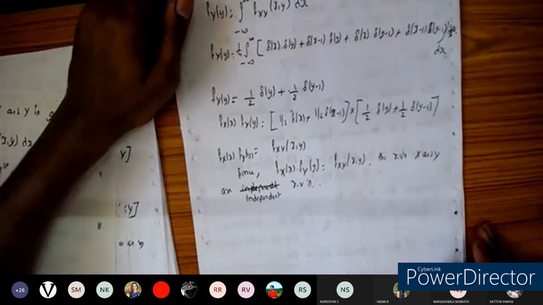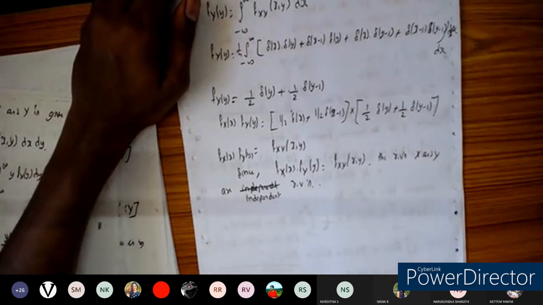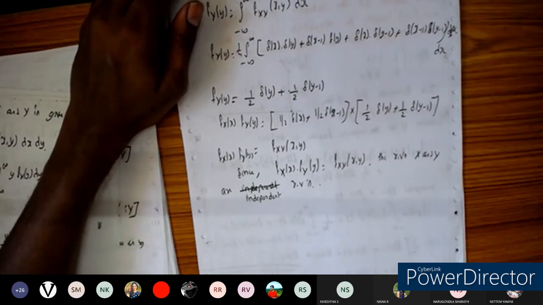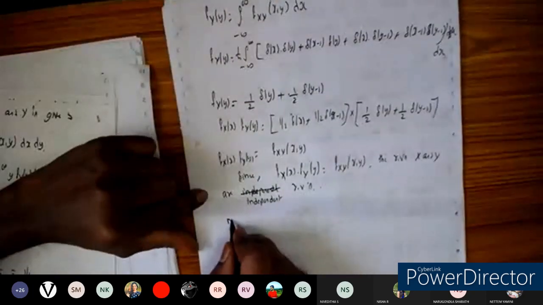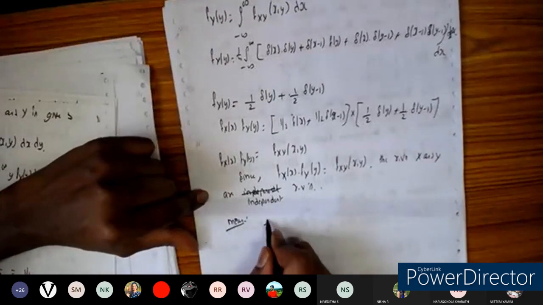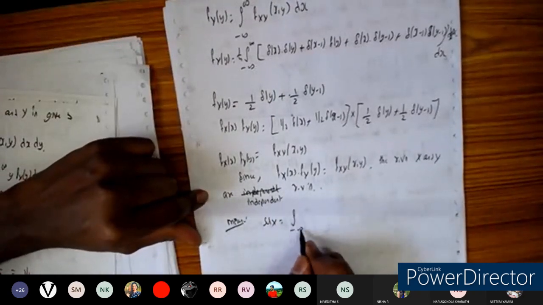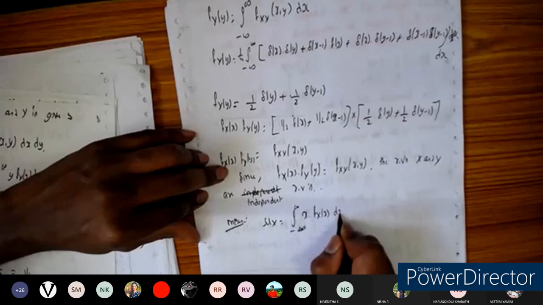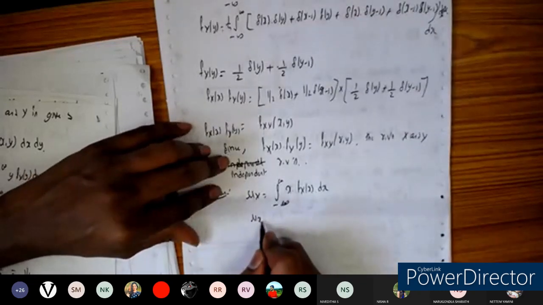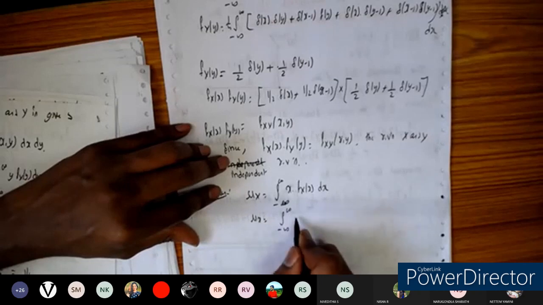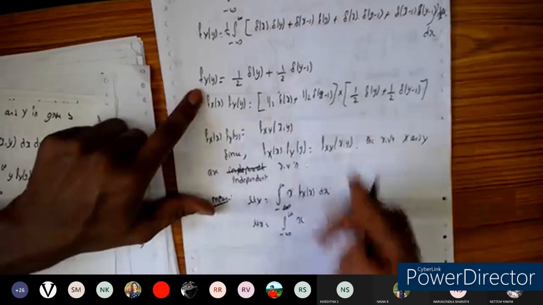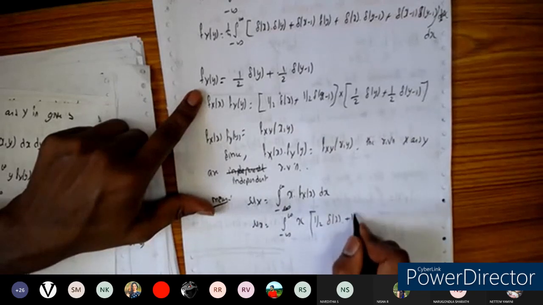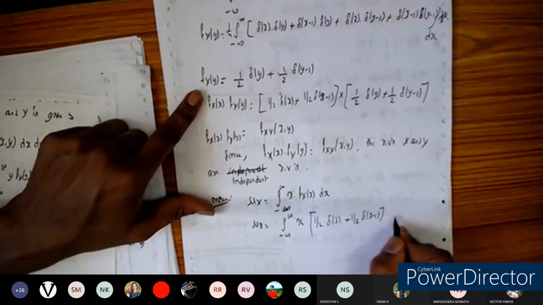Now let us find the mean of this one here. So how to find the mean? You know how to find the mean, right? What's the formula for the mean? The mean, mu x, for a single random variable as we saw in module 1, is x into fx of x into dx. So mu x is the integral from minus infinity to plus infinity of x times fx of x, where we have 1 by 2 into delta of x plus 1 by 2 into delta of x minus 1.